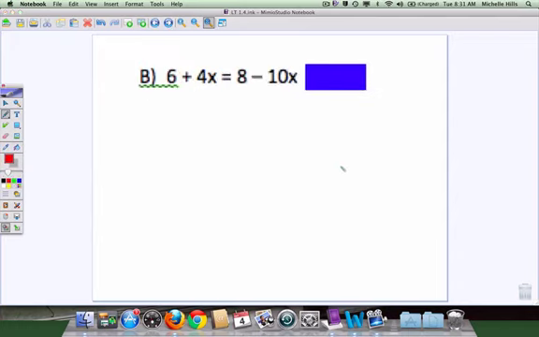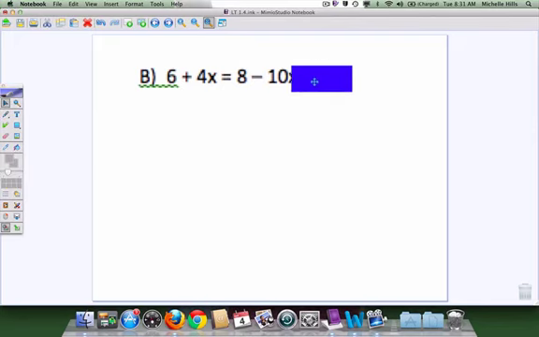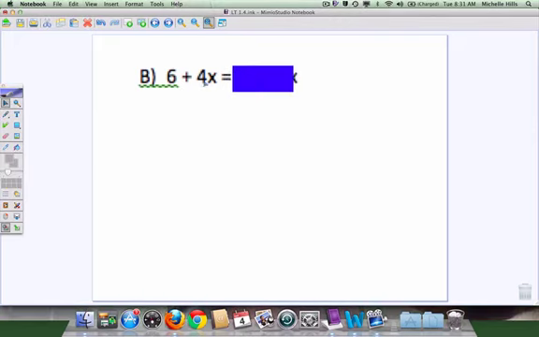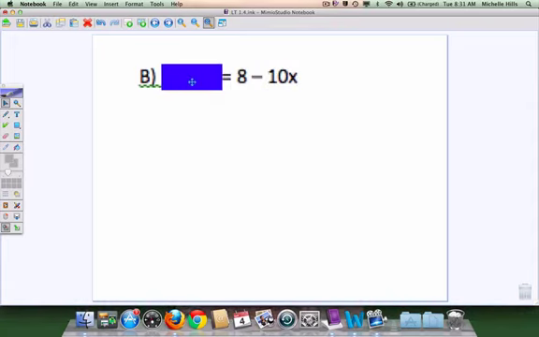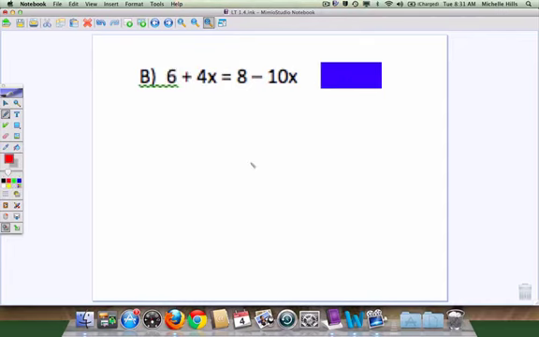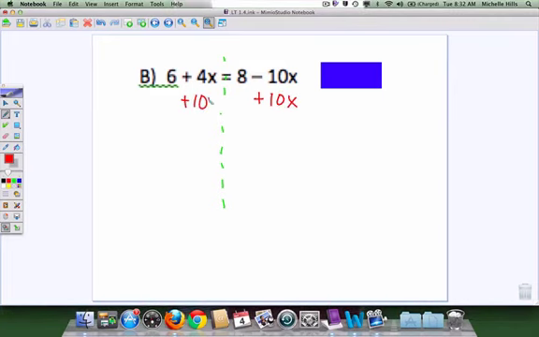Now here we have a problem that's very similar in that if I look at just the left side of the equation, I just have a constant and a variable term, no distributive property, no like terms, and the same thing on the right. I just have a constant and a variable term. So I eventually want to have my variable term on the left, and if I want to have my variable term on the left, it makes sense to eliminate the variable term on the right. So to eliminate a minus 10x, I would add 10x to both sides. Make sure I'm adding 10x, not just 10.